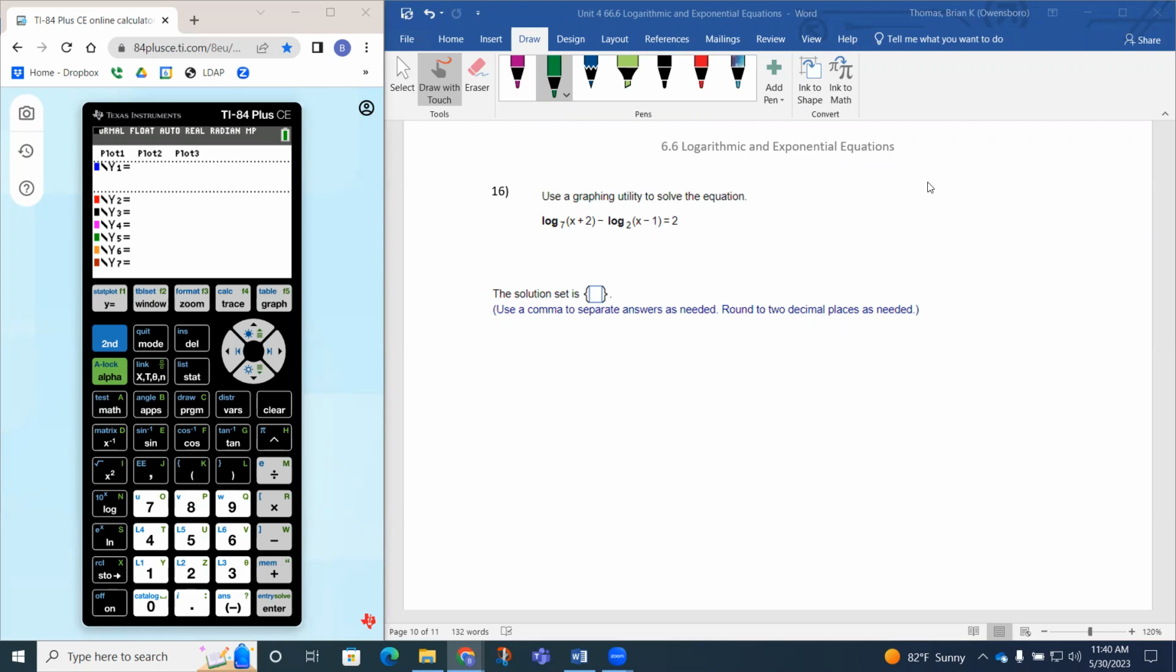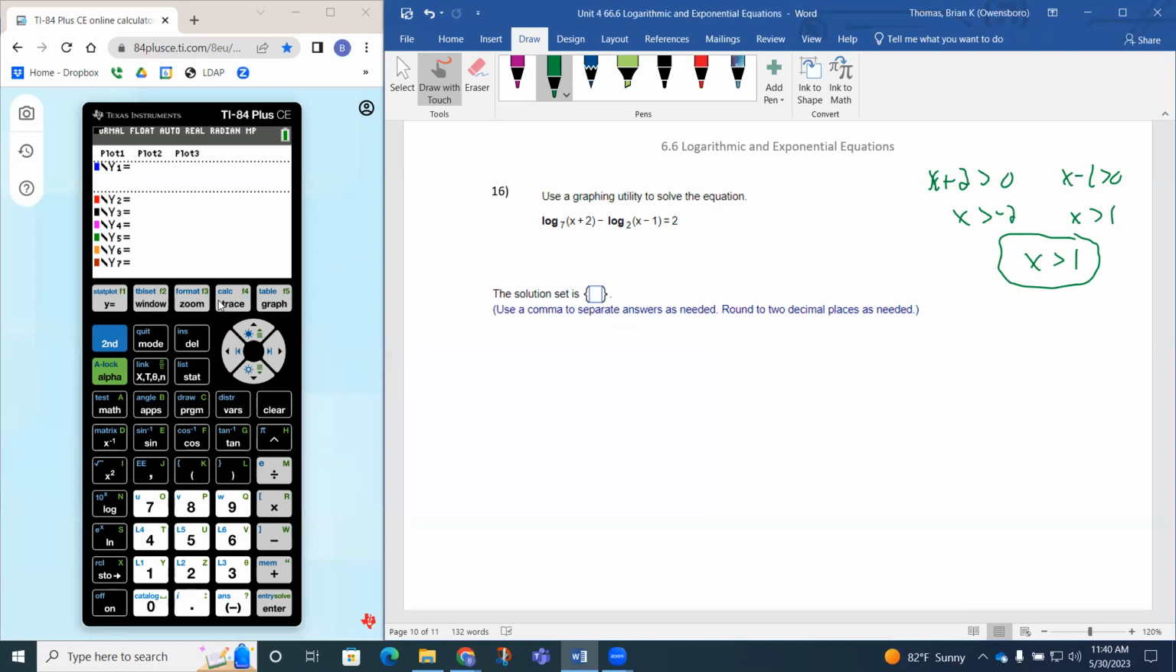So notice that as far as domain goes, x plus 2 would have to be greater than 0, and x minus 1 would have to be greater than 0. So x has got to be greater than -2, and x has got to be greater than 1. So in other words, x has to be greater than 1. So we are looking for a solution that is greater than 1 if it's going to have one. Notice it says to round to 2 decimal places as well. So again, there could be more than one solution, but let's see what we have here.